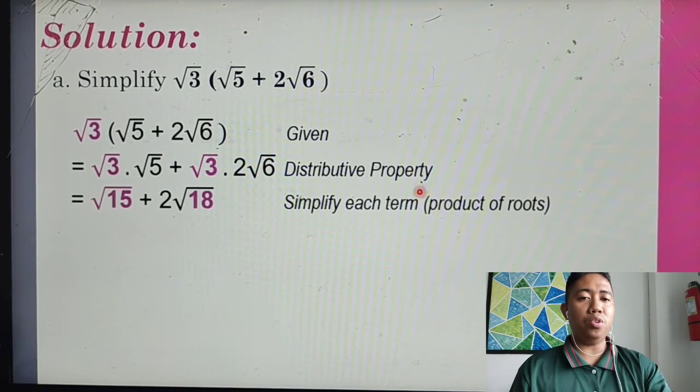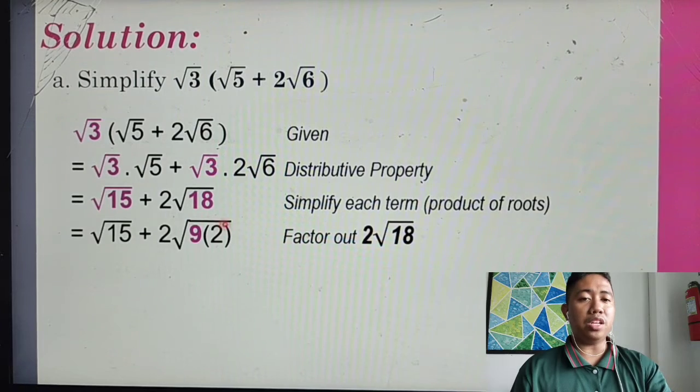After that, we simplify each term using the product of roots. We have the square root of 3 times the square root of 5. We apply the product rule, and it becomes the square root of 15. Then plus the square root of 3 times the square root of 6, so it becomes the square root of 18, and we copy the coefficient of the radical term, which is 2. So we have 2 square root of 18. So the square root of 15 plus 2 times the square root of 18.